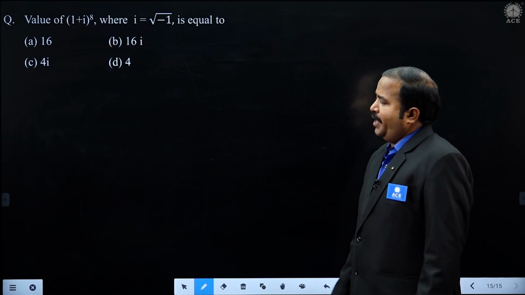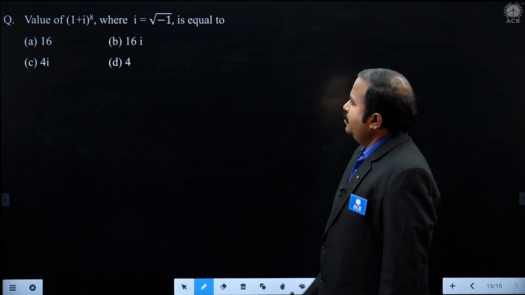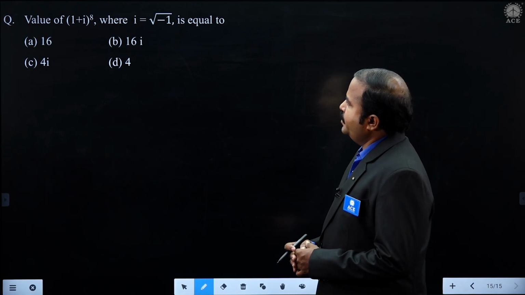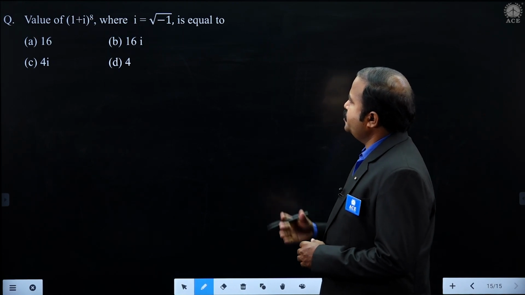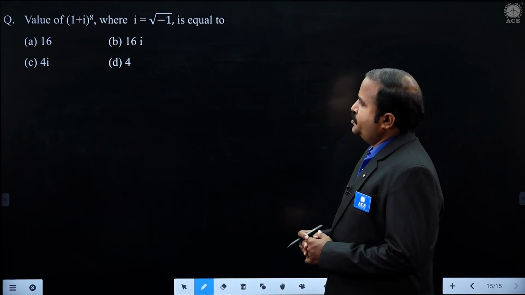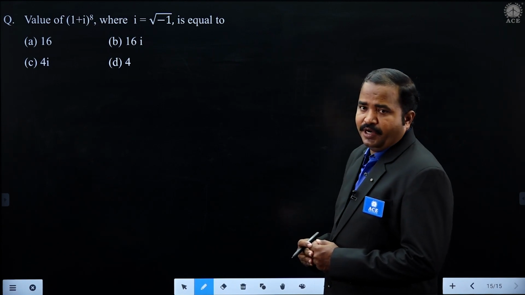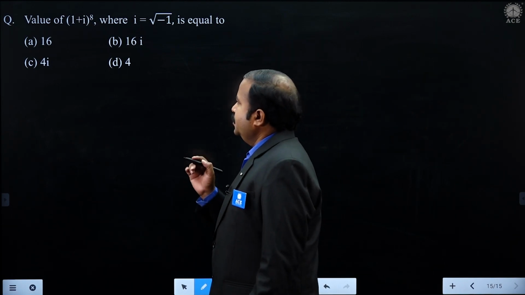This is from complex variable. Look at the question. The value of 1 plus i raised to 8, where i is imaginary number, is equivalent to: option A 16, option B 16i, option C 4i, option D 4. Right.